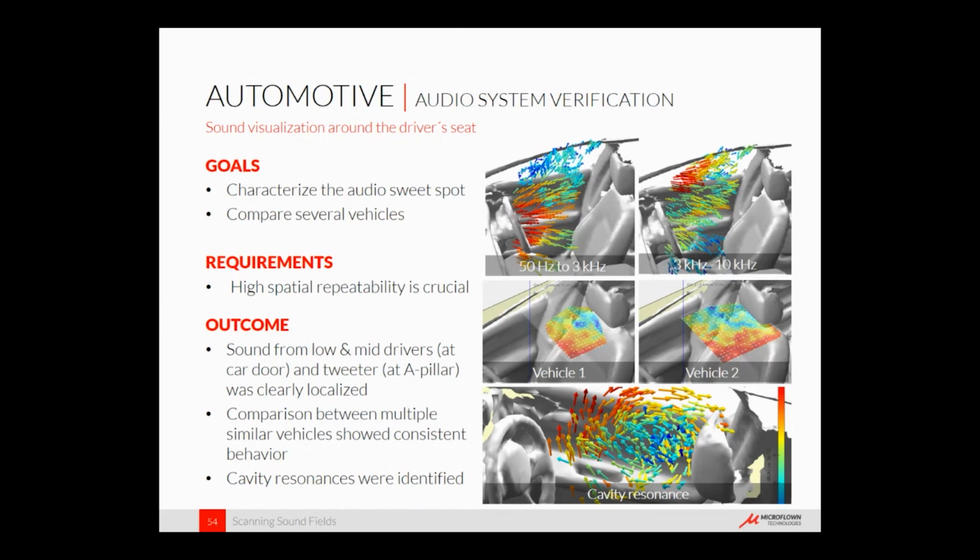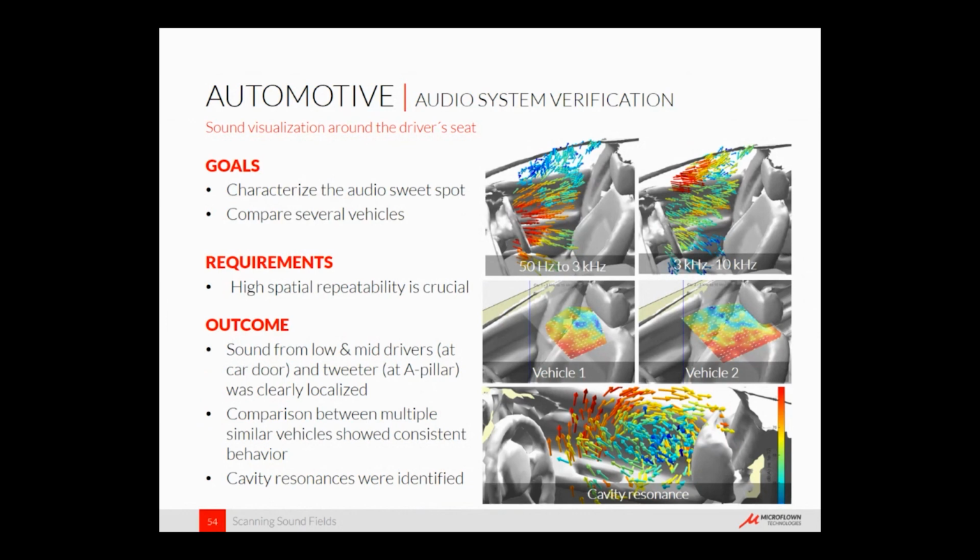So we can see here on the top two pictures that if you look at the low frequencies, you could see the speaker, the driver installed in the door panel, and the sound has a homogeneous distribution to the position. You can see at other frequencies, higher frequencies, there was a tweeter installed in the A pillar.